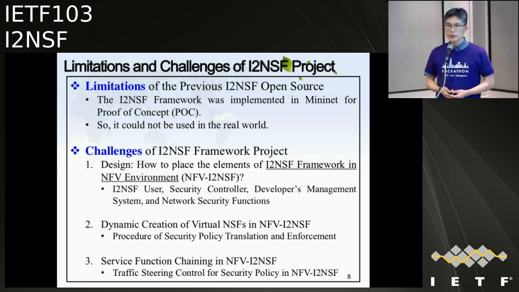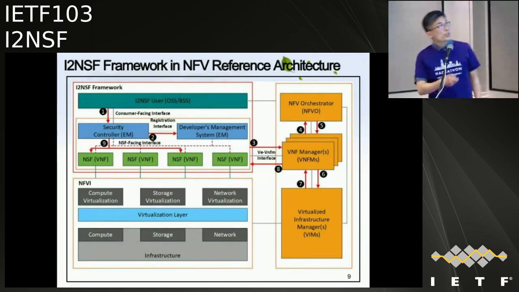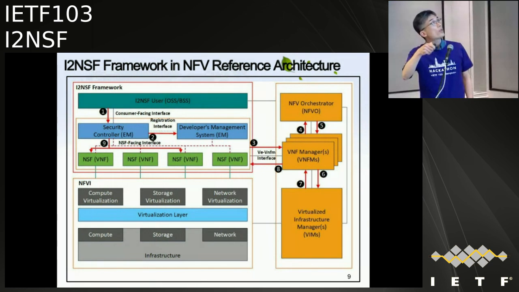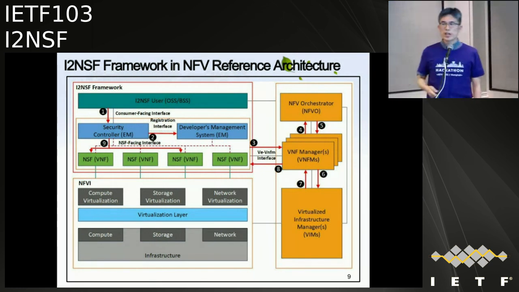So this figure shows the NFV reference architecture. You can see the I2NSF user specifies a high-level security policy. That policy is translated into a low-level policy. Sometimes the corresponding NSF is not active yet. In that case, the security controller asks the developer management system, we can say DMS, to make that NSF active. Sometimes we need to invoke it in the NFV using the NFV infrastructure.